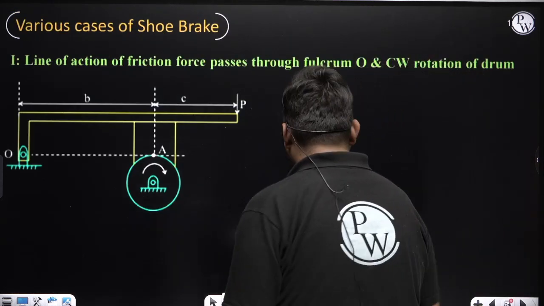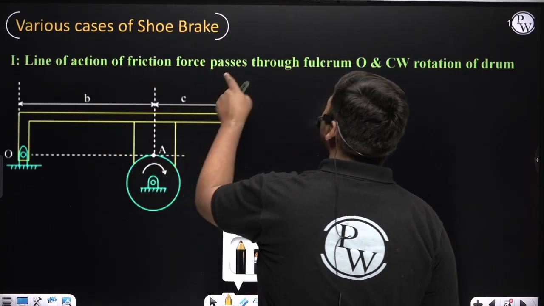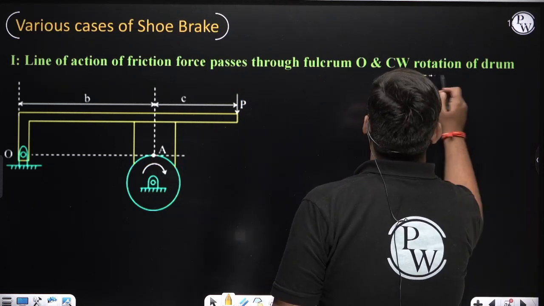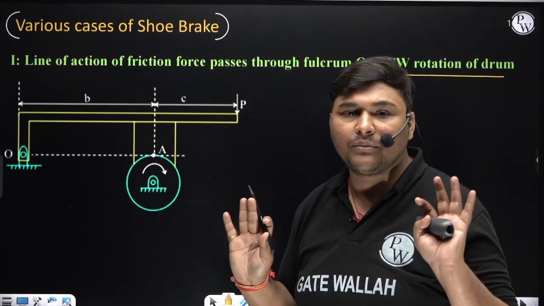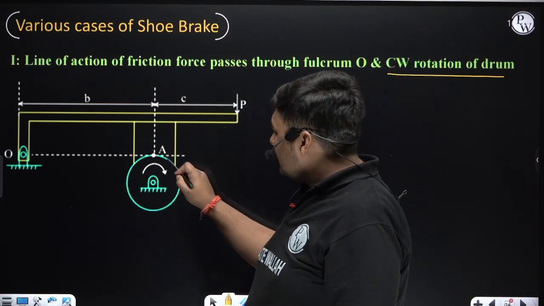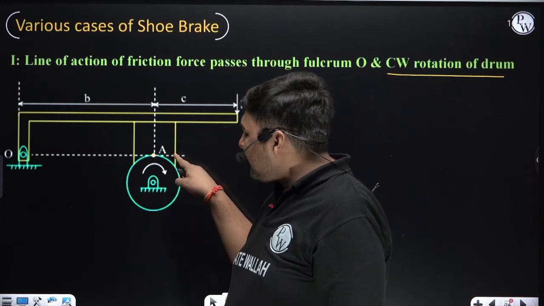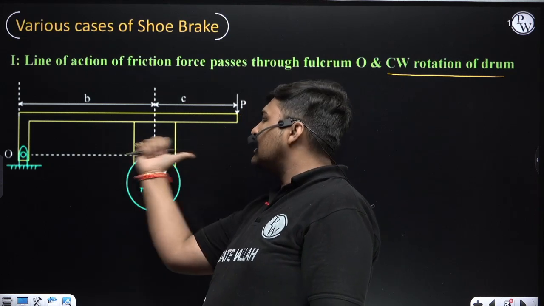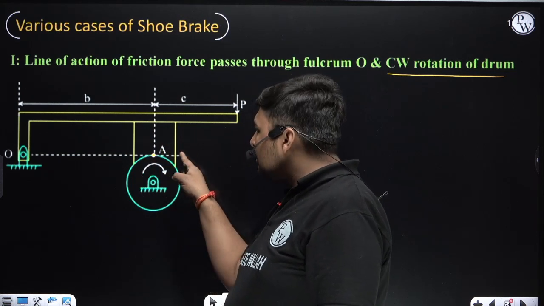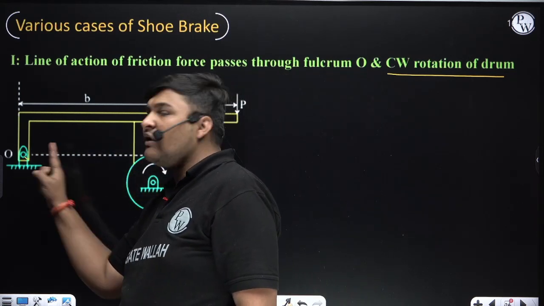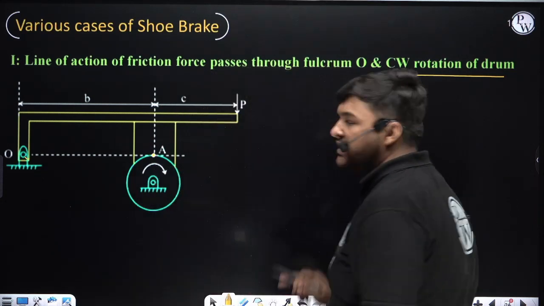This is the first case. What is this first case saying? When line of action of friction force passes through fulcrum O and drum is rotating clockwise. Through this diagram, you need not remember anything, only understand the concept. Here in this case, you can see friction force will act at that point A, and direction of friction force will be horizontal, whether it is this side or this side, but it will be horizontal. So you can say that line of action of friction force is right now passing through fulcrum O. This is the first case, and in this case we are discussing the case when drum is rotating clockwise.